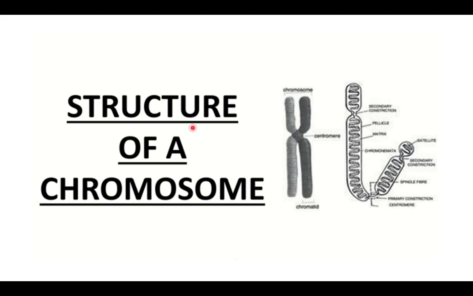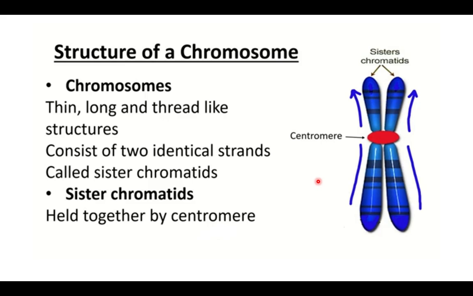Next, let's see the structure of a chromosome. This is the chromosome, okay? So let's see the detailed structure of the chromosome. The chromosomes are thin, long, thread-like structures. You can see the chromosome here. They consist of 2 identical strands. You can notice this is one strand, this is the other strand. So it is made up of 2 identical strands called sister chromatids. This is one sister chromatid and this is the other sister chromatid. So sister chromatids join and form the chromosome.